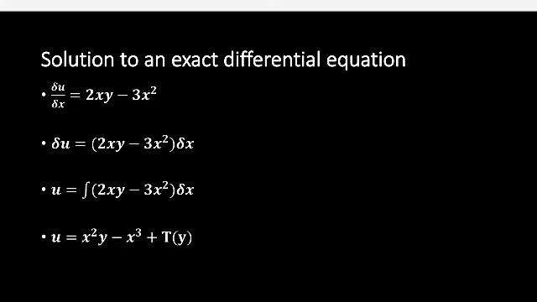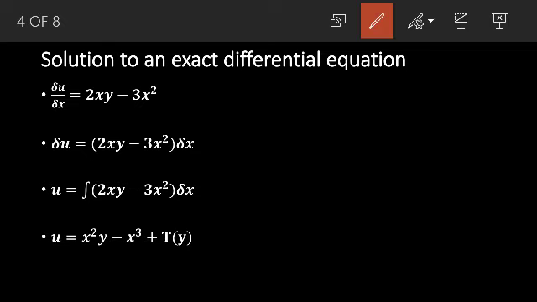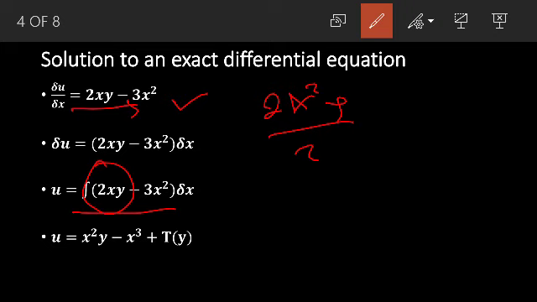Okay, so we continue from there. You can pick any to start with. So we choose to start with this, the partial derivative of u with respect to x equal to 2xy - 3x^2. Then if we make u the subject of the formula by cross multiplying dx, we get (2xy - 3x^2)dx. Then it means that u now is the integral of (2xy - 3x^2)dx. But remember, we are integrating with respect to x, so just x. If you integrate 2xy with respect to x, you're going to get 2x^2 y all over 2. Integrating x^2 is x^3 over 3.